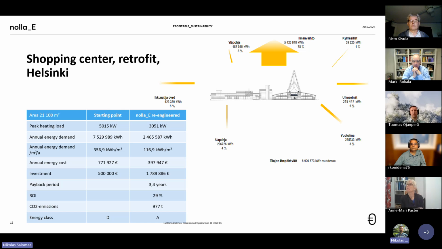Actually, we have one more good example. Here in this shopping center we did the same thing, but this is an existing one, whereas the previous was a new build. Next to this existing shopping center there is a huge residential apartment building that is heated by the waste heat from the shopping center. Shopping centers have a lot of waste heat because they have cooling systems, and they usually have supermarkets and stuff like that. There is waste heat not only in the summer but also in the winter.